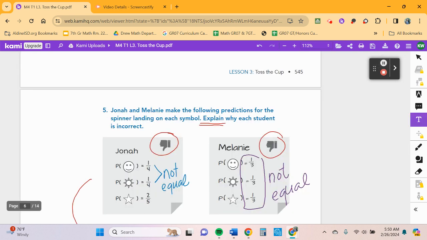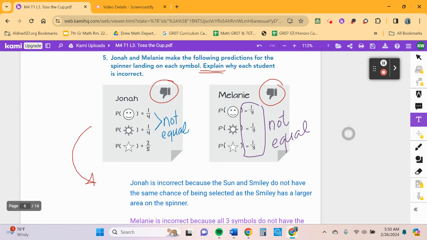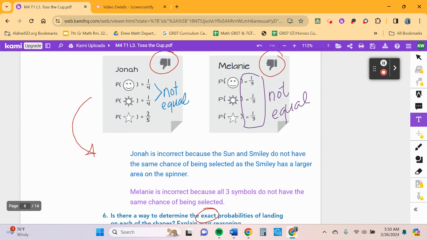Alrighty, I hope 2 minutes was enough time to work. If not, make sure you're taking these notes as we go over 5 and 6. So now let's look at Jonah and Melanie's work. Jonah is incorrect because the sun and the smiley do not have the same chance of being selected. As we saw on the spinner, the smiley has a slightly larger area than the sun. And Melanie is incorrect because all 3 symbols do not have the same chance of being selected. They are all different sizes.